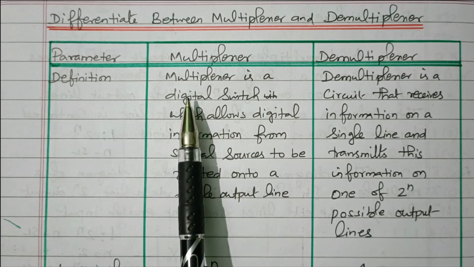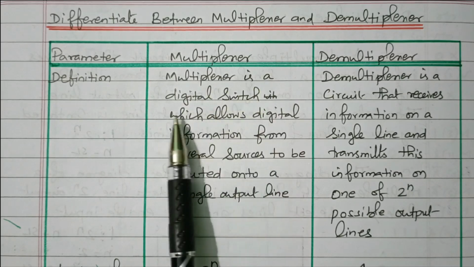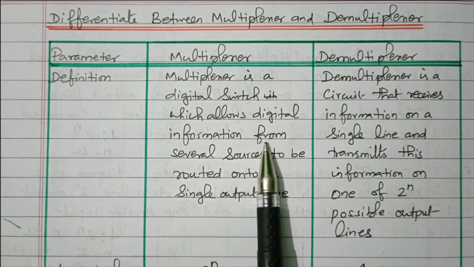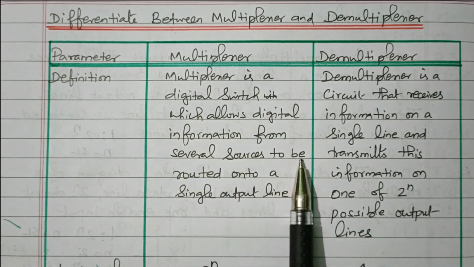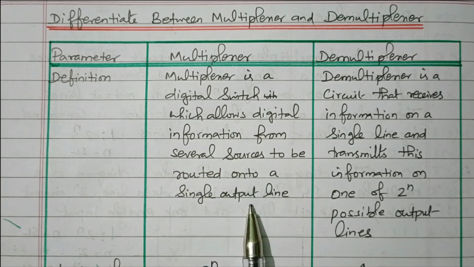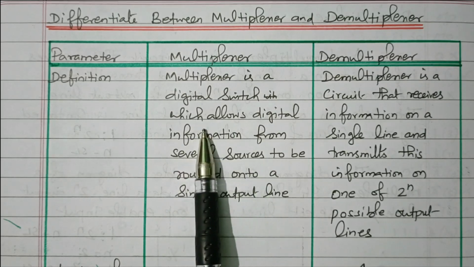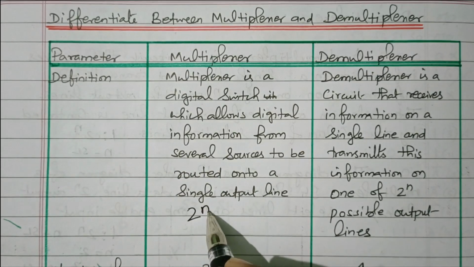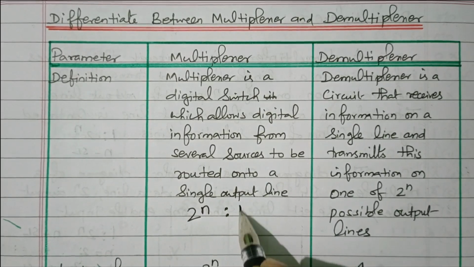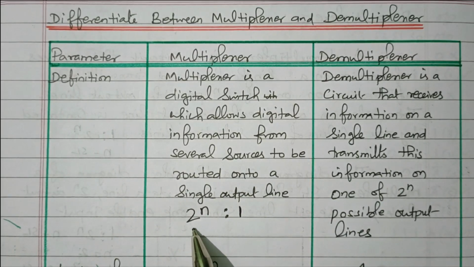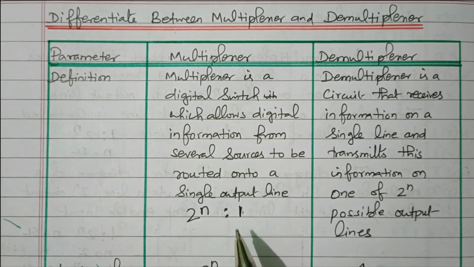What is the definition of multiplexer? Multiplexer is a digital switch which allows digital information from several sources to be routed onto a single output line, right? Several inputs with a single output, right? So 2 to the power n inputs with only one output. That is the basic definition of the multiplexer. Multiplexer means multiple things are available but the output is only one, right?